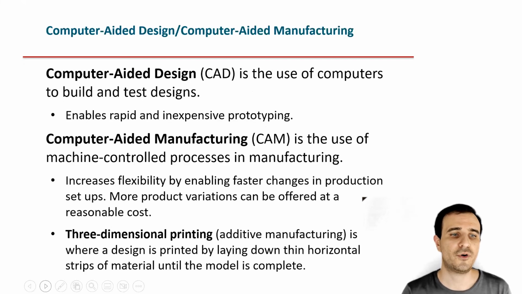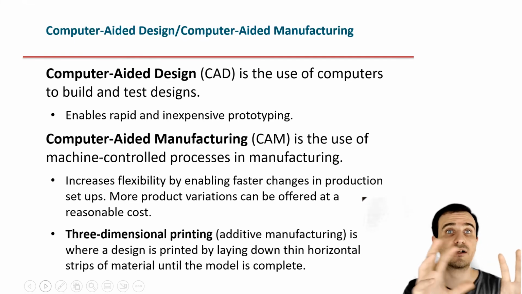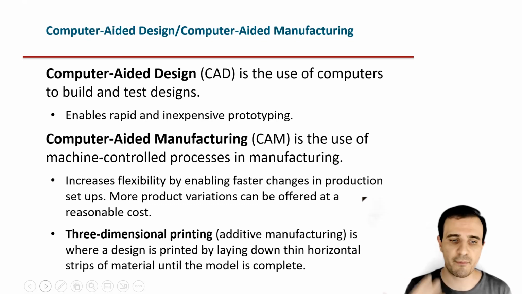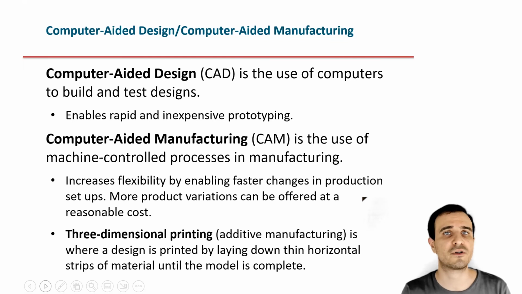Additionally, one more way to speed up new product development is computer-aided design. This is the so-called CAD. You use the computer, you can create your prototype on the computer. This means that you can do rapid, inexpensive prototyping. You can also get very quick feedback on your new product design.